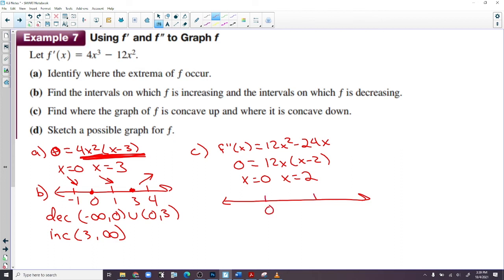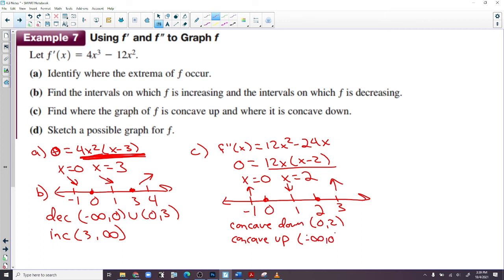So let's go 0, 2. We're going to plug negative 1 into the second derivative. So negative times a negative is a positive, concave up. 1, let's see, 12 times a negative 1 is negative, concave down. Plug 3 in, 36 times 1 is positive 36. So concave down is 0 to 2. Concave up is negative infinity to 0, and then 2 to infinity.